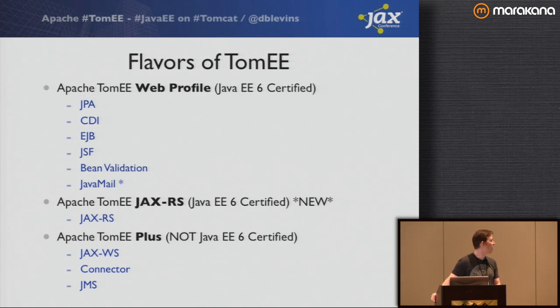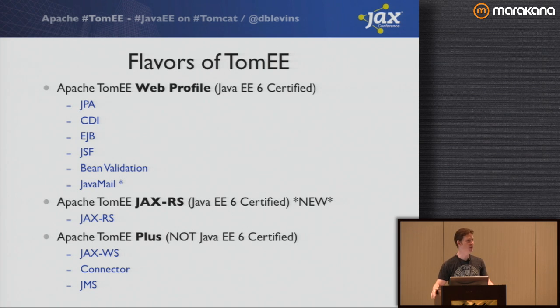Then we also have TomEE JAX RS, which was a forward-thinking type of distribution. We anticipated that JAX RS would be added to the web profile, so we wanted basically what would be the web profile in JavaEE 7. So that's TomEE JAX RS. It's all the previous technologies plus JAX RS, which is supplied by Apache CXF. And then we have Apache TomEE Plus, which is basically the rest of the stuff that's useful, that's in the full profile but not in the web profile. So it contains JAX WS, connector, and JMS.